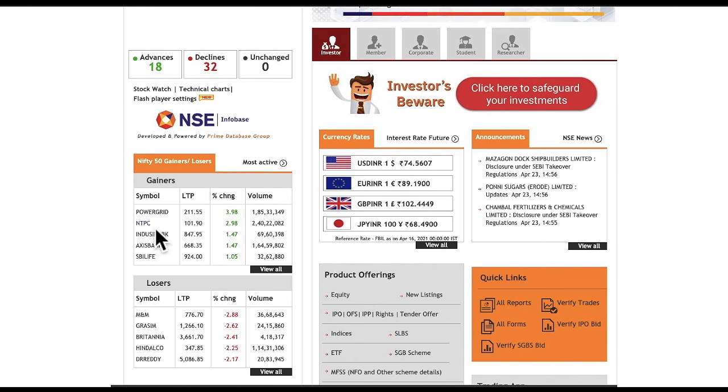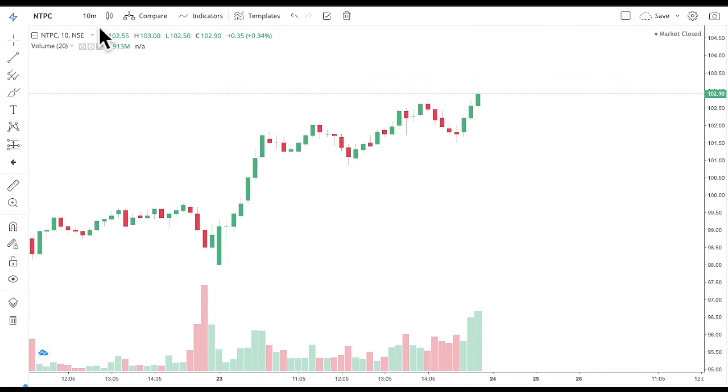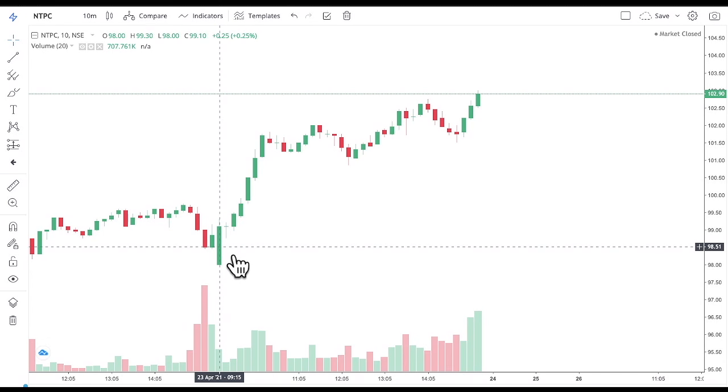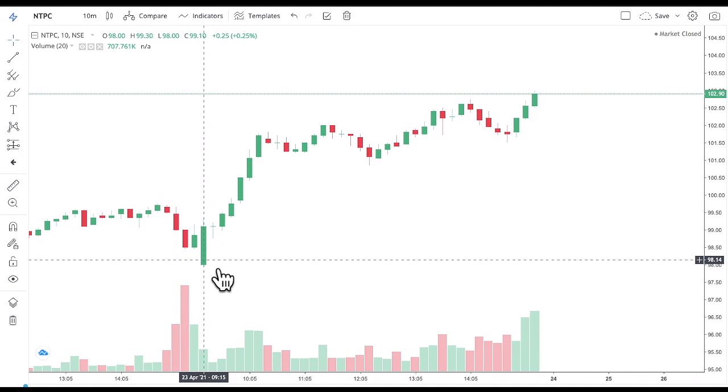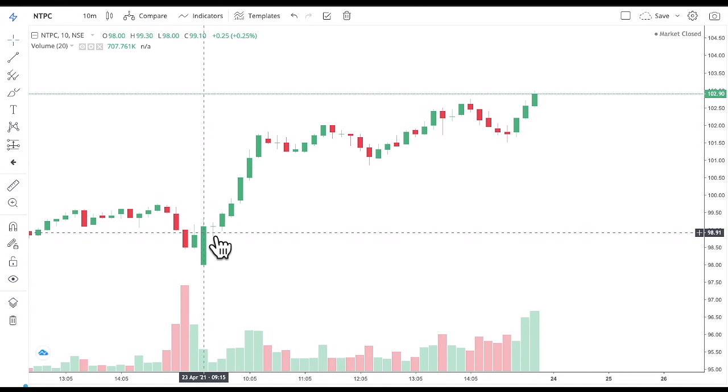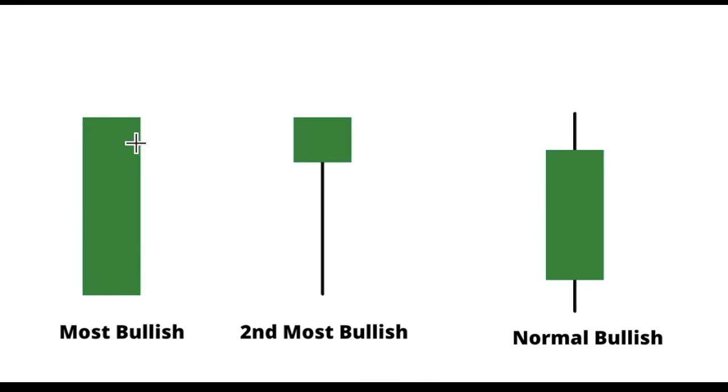The second stock in top gainer list is NTPC. Let's check that stock. This is a chart of NTPC 10 minutes time frame. The date is 23rd of April. If you see the first candle, it is a thick bullish green candle. This candle is almost like this candle, right? So it is the most bullish candle.